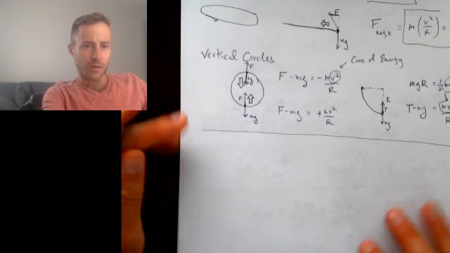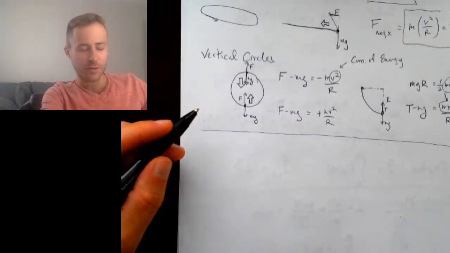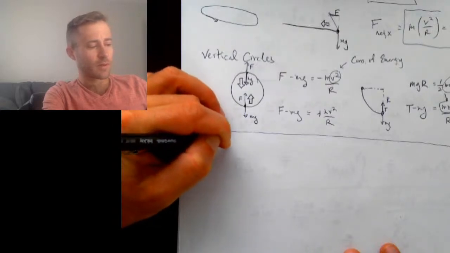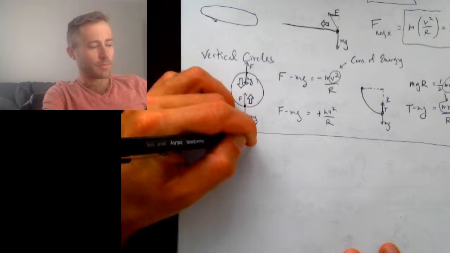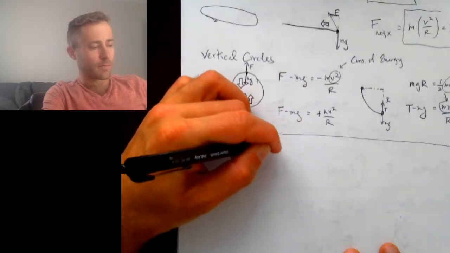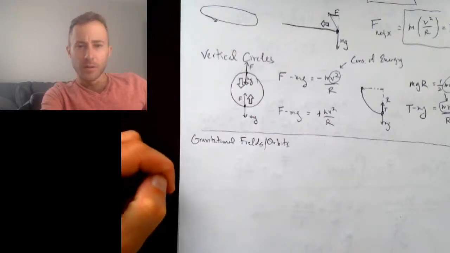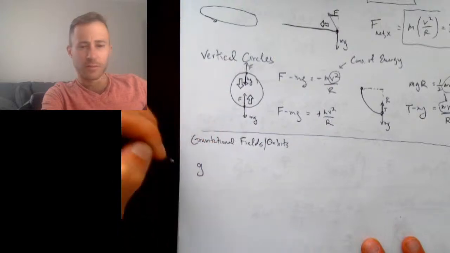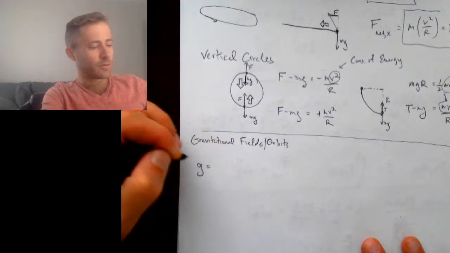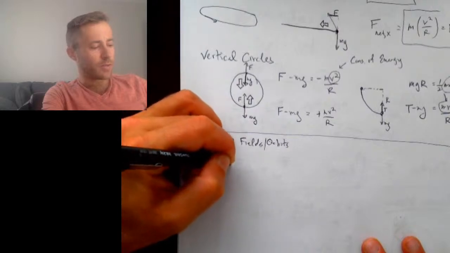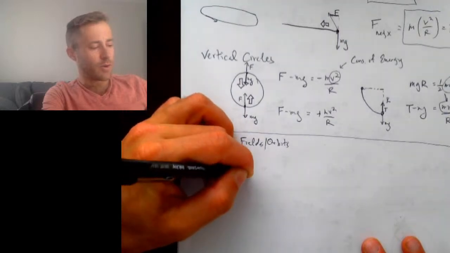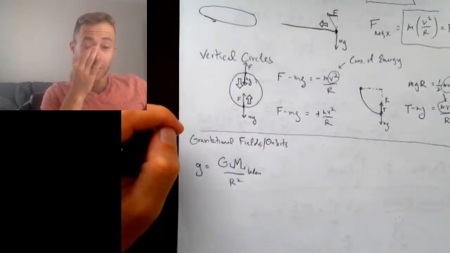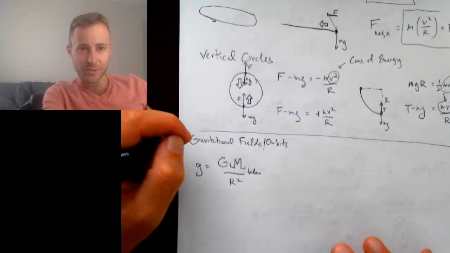And then the next thing we discussed was gravitational fields and orbits. The formula for gravitational field is g equals big G times the mass below over r squared. So what do I mean by the mass below?